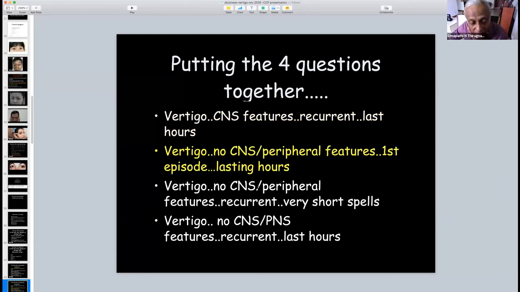Now, a slightly more difficult one. This patient comes and says, doctor, I'm spinning very, very fast, and I'm vomiting all over you, okay? So I'm having vertigo for sure. But I don't have any double vision. I don't have any numbness of the face. I don't have any facial asymmetry. I don't have any limb weakness or limb numbness. I'm not dysarthric. I'm not dysphagic. So I don't have any central nervous system features.